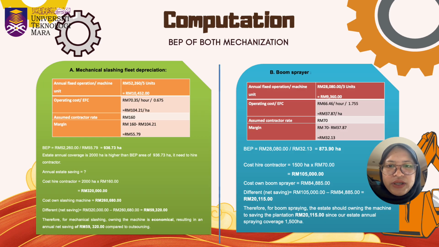In this calculation, we have seen that we can save about 59,320 ringgit per year if we own this machinery. And for the boom sprayer, owning is also better than renting, which means we can save about 20,115 ringgit per year. So for both machinery, we have decided that owning is better than renting. We can save a lot of cost on this machinery.